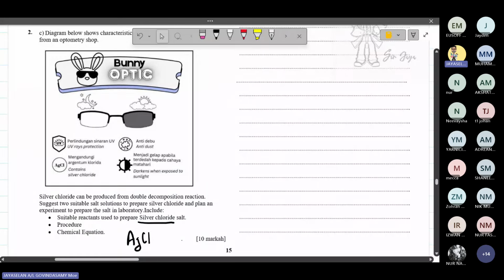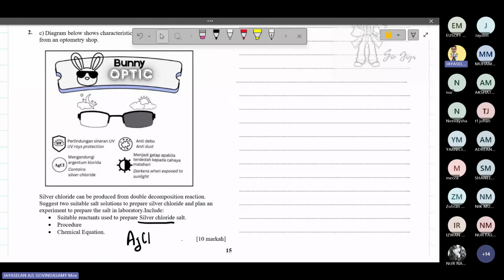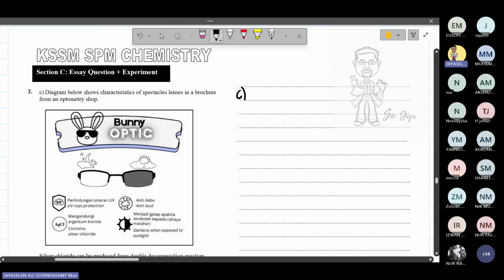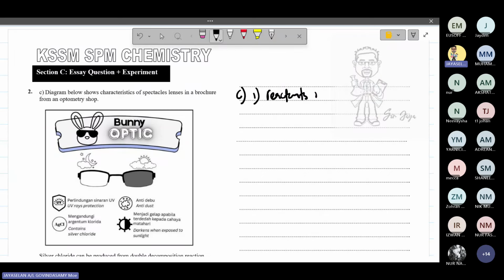Okay, so they show you this one. Okay, read this question. Okay, this is the last essay question. Sulfuric acid, silver chloride is only produced through double decomposition reaction. Okay, suggest a suitable solution used to prepare silver chloride and plan the experiment. They want you to suggest the reactants used, procedure and chemical equation. So this is C.